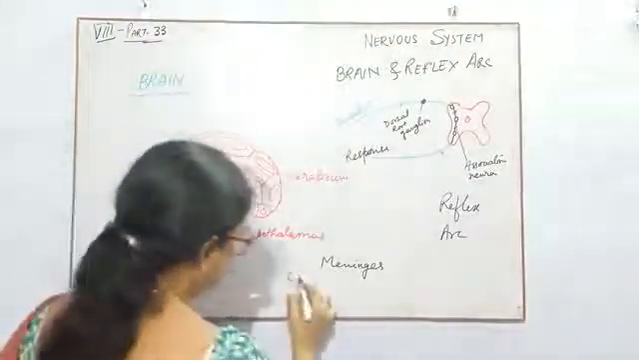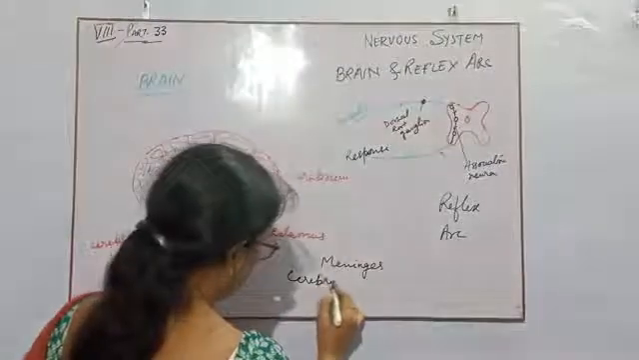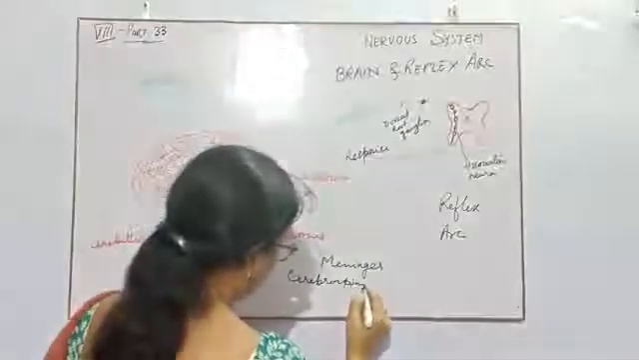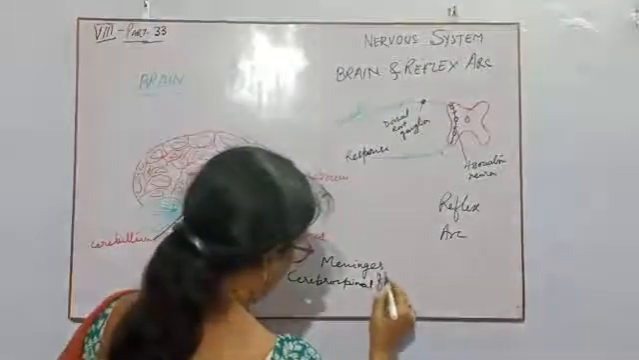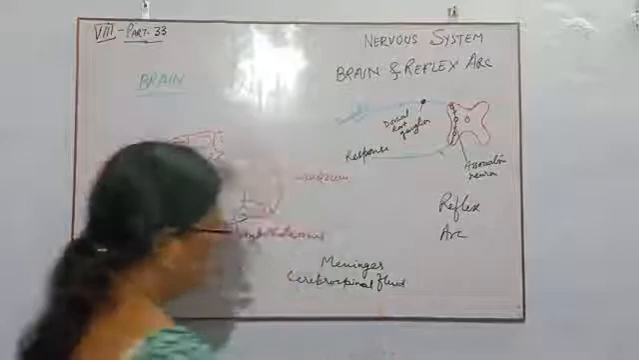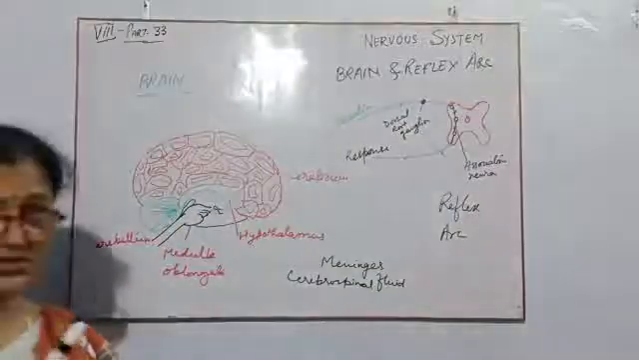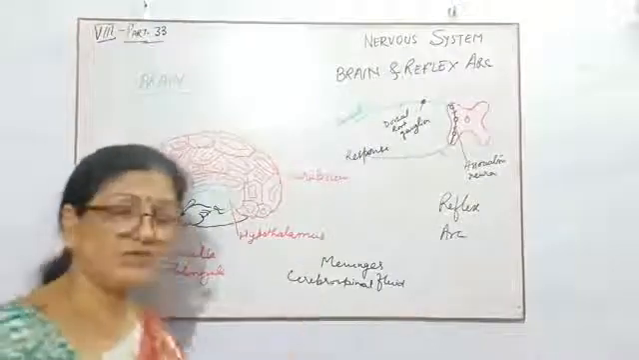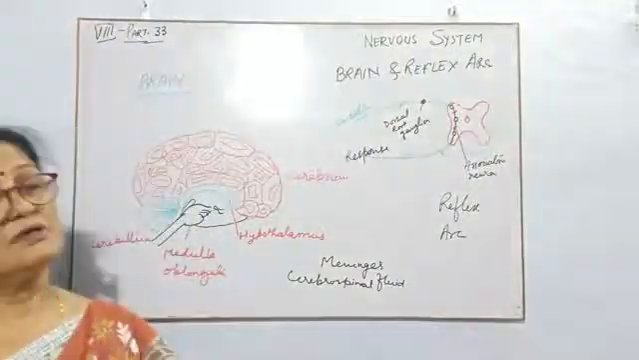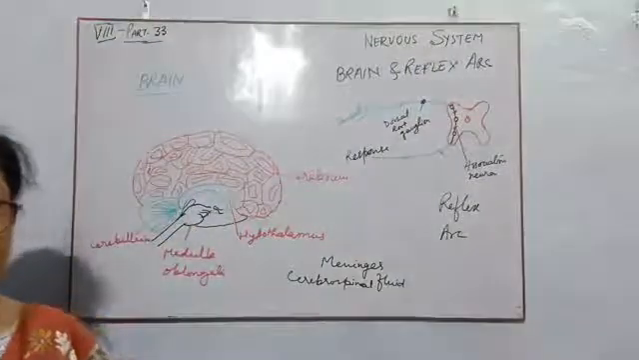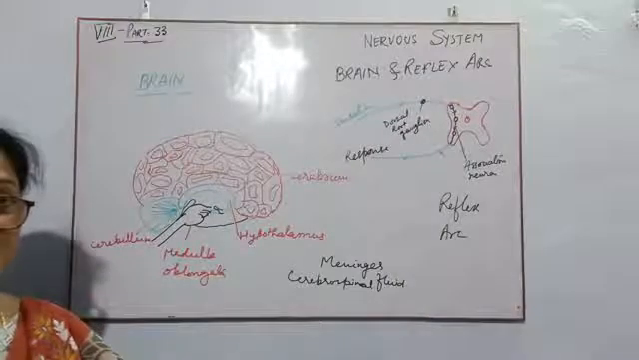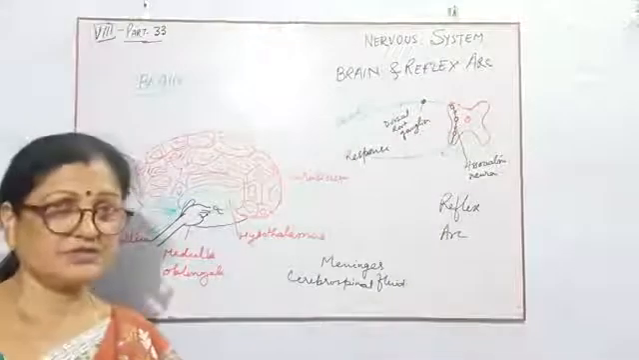This cerebrospinal fluid is a common name for two regions. This cerebrospinal fluid is present in the spinal cord also and in the brain also. So the name is given cerebrospinal fluid.